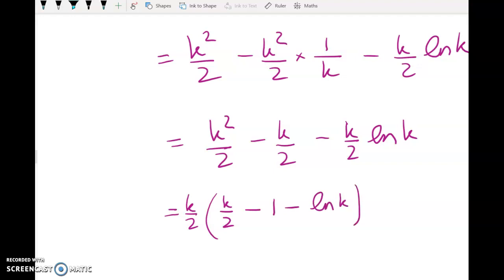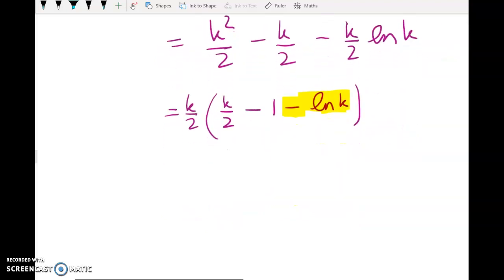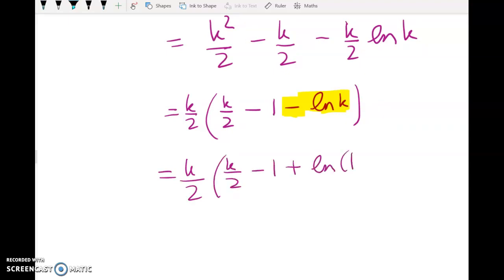Now, that is not what we've got. So hopefully you can see very easily how it almost is. Here we've got a minus log of k. We're going to do the opposite of what we did before. We've got k over 2 into k over 2 minus 1 plus the log of k to the power of negative 1, which gives me exactly the answer we're after.